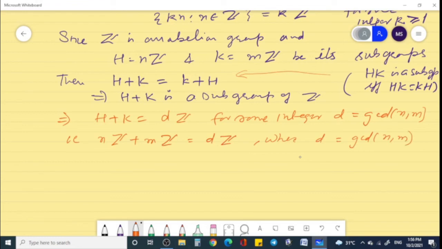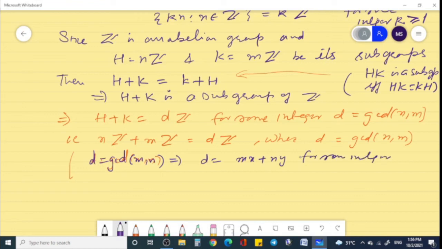This can be proved by using some elementary number theory, so this is not a very difficult situation, because we know that d is the GCD of m and n. If we take d as the GCD of m and n, then d can be written as mx plus ny for some integers x and y. So clearly d belongs to this, and vice versa. It can be proved by using some elementary number theory.